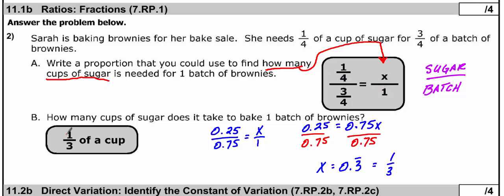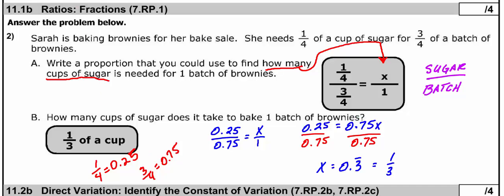And then for part B, we solve that. We get 1/3 of a cup. Here's how we did it. I changed my fractions into decimals. 1/4 is the same as 0.25. And 3/4 is the same as 0.75. I cross-multiplied 0.25 times 1, 0.75 times x. 0.25 times 1 is 0.25. 0.75 times x is 0.75x.